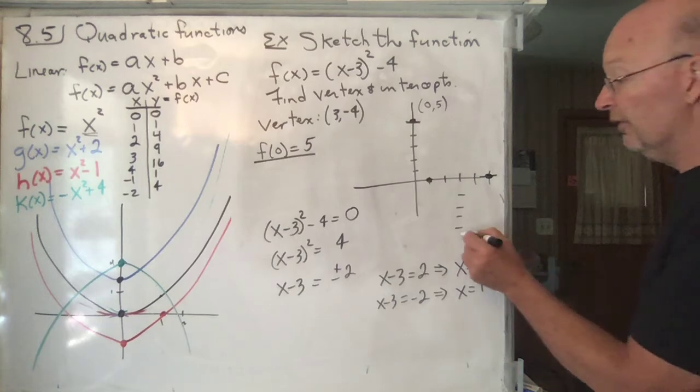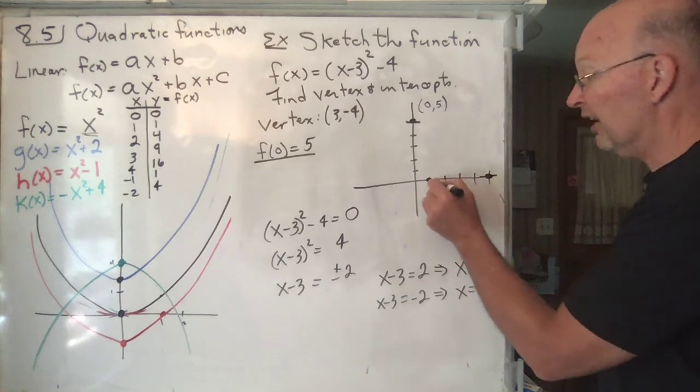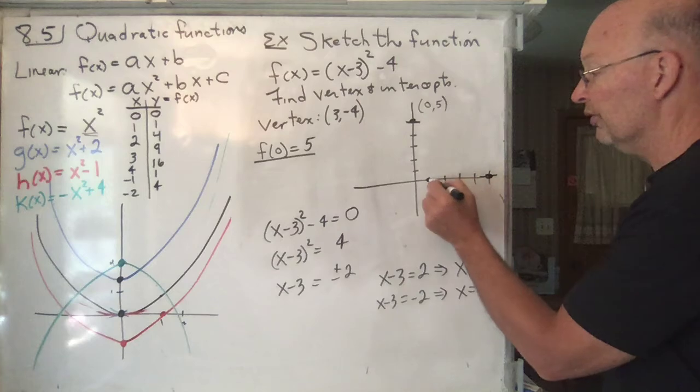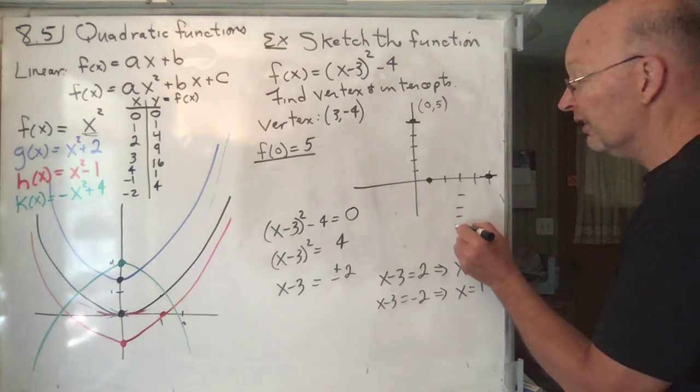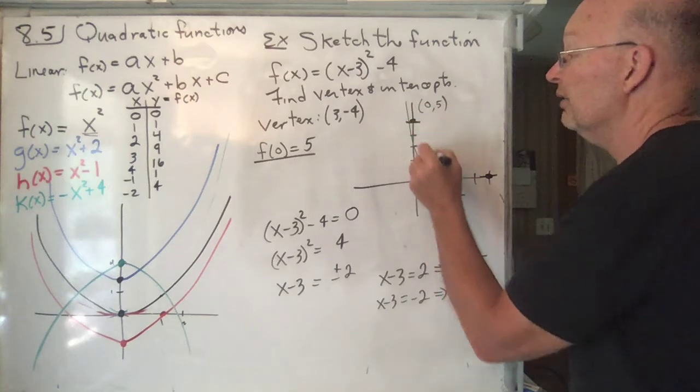So notice that the x-coordinate for the vertex is exactly halfway between those. Makes sense, doesn't it? Because there's a certain symmetry there. So it's going to go up like this. I can do it pretty well. It's hard to do it right.